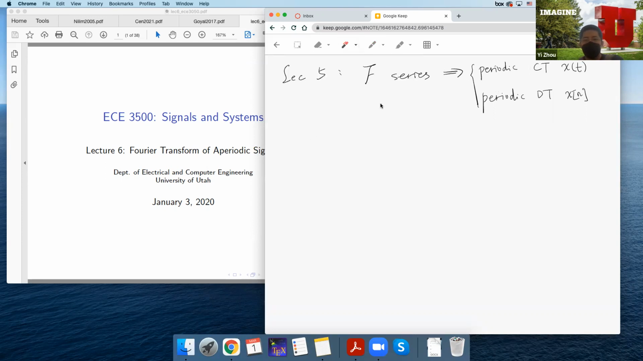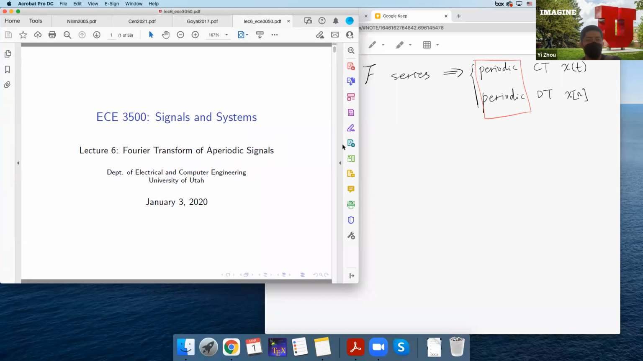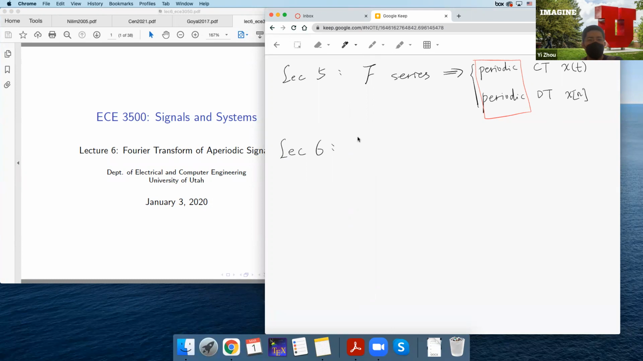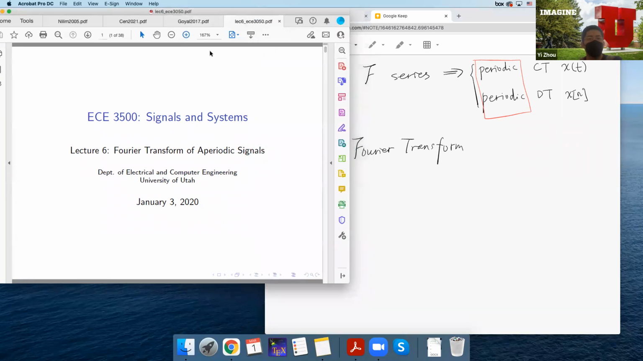Of course, the common feature for these two classes is that they are all periodic signals. So a very natural question is what should we do for aperiodic signals? Because most of the signals that we deal with in practice are aperiodic signals. So this is what we are going to explore in lecture 6. We are going to talk about the Fourier transform, which is specifically designed to represent aperiodic signals in the Fourier domain.